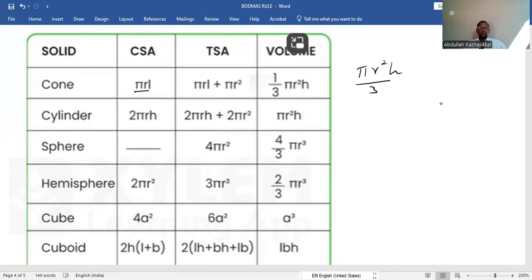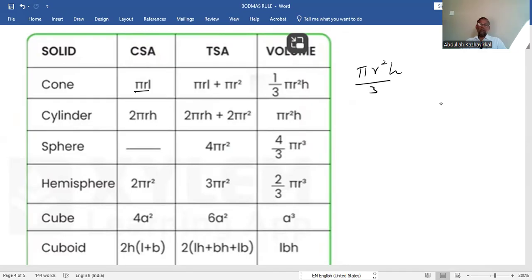I wrote it before. Here, then after the sphere, no CSA, TSA, 4 pi R square. Here you have one face only. Understand? Sphere has one face, 4 pi R square. Then the volume, 4 by 3 pi R cube. The hemisphere, correct, 2 pi R square. That is lateral surface area, CSA of a hemisphere. But total surface area, 3 pi R square.